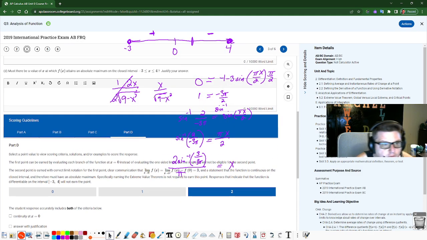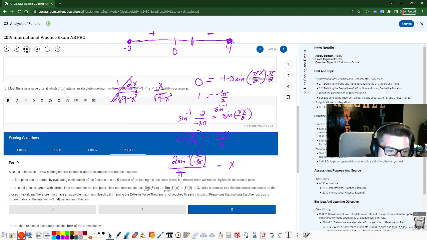There must be a value of x at which the function obtains an absolute maximum on the closed interval. Let's define our answer. The first point will be evaluating each branch of the function at x equals 0 instead of evaluating one side of the limit, but with the second point, correct limit notation, clear limit notation. F of 0 equals 3. In the statement, the function is continuous on the closed interval. Therefore, the maximum value is... Specifying the extreme value theorem is not required to earn this point. Responses that indicate the function is differentiable at the point will not earn the point.